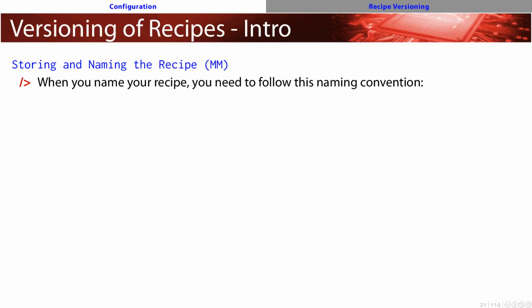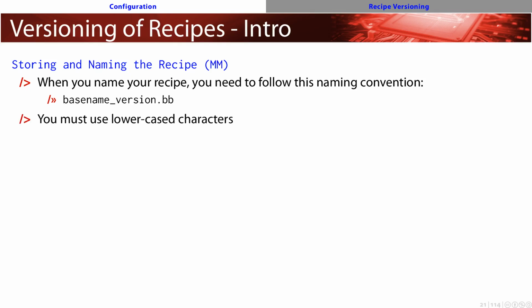Versioning of recipes. The chapter on storing and naming the recipe can be found in the Yocto Mega Manual. Let's have a closer look at it. When you name your recipe, you need to follow this naming convention: base name_version.bb. Uppercase characters are disabled in overrides. Don't worry if you don't know what overrides are. We'll have a closer look at them in the BitBake syntax chapter.